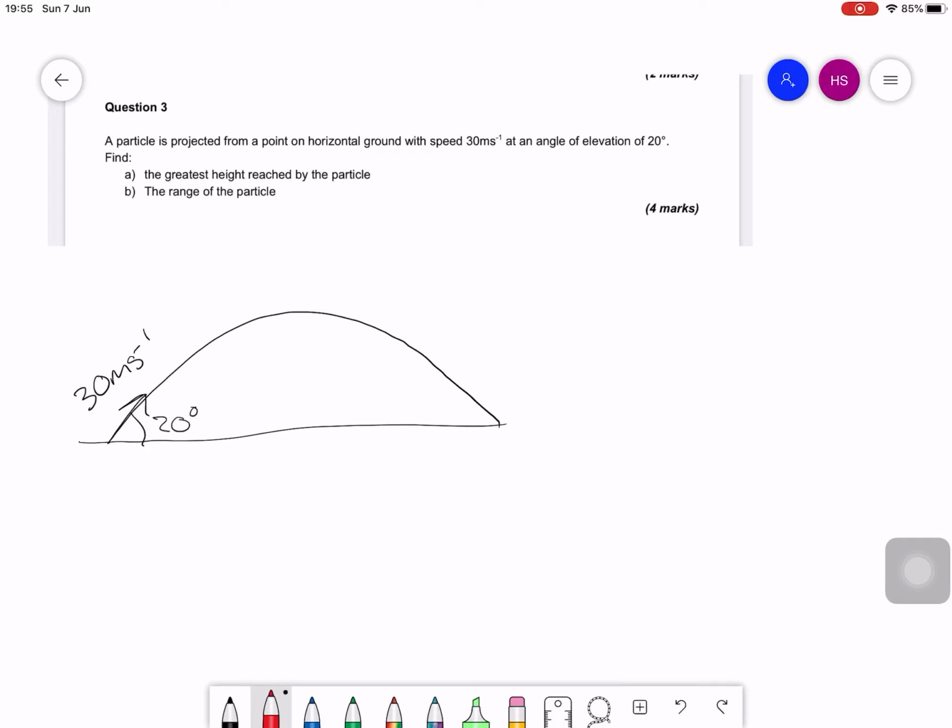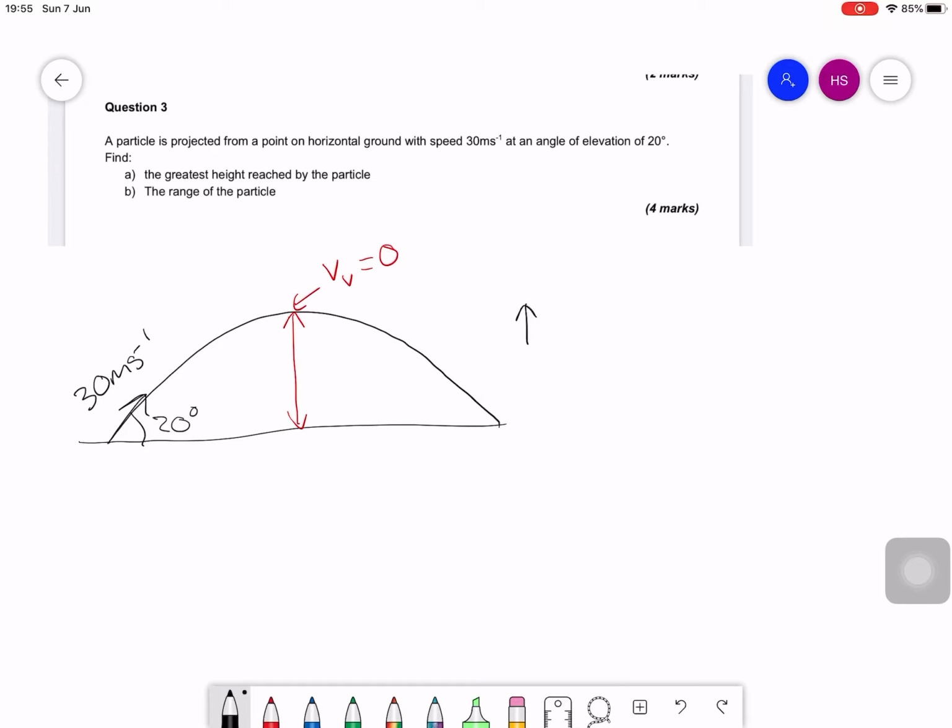And I want the greatest height. So the greatest height is going to be there. And what is special about that point is that's where the vertical velocity is 0. So it goes up, slows down due to gravity, and then that's the point where it starts coming back down again. So I need to think vertically.